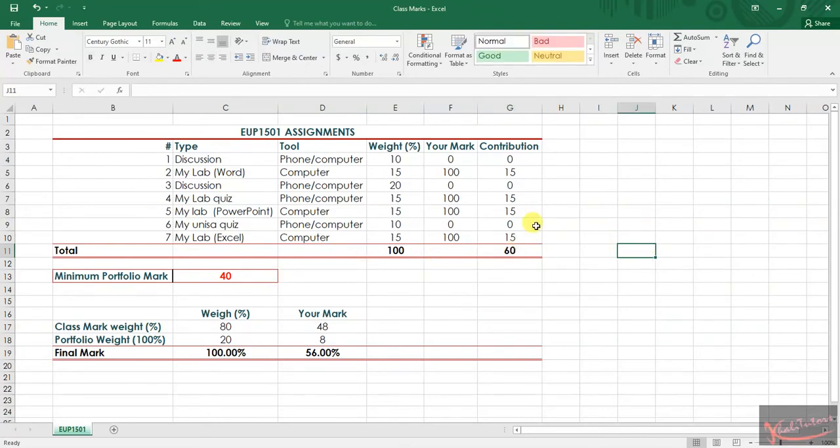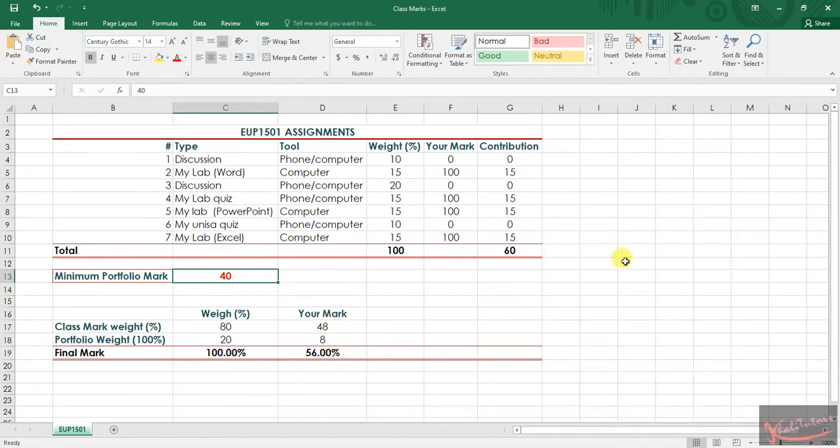If you've got 60%, that means you have 48 over 80. Remember, your class mark contributes 80% towards your final mark, and the portfolio contributes only 20% towards your final mark. So if you've got 48 over 80, that's really a good mark. And if you fail the portfolio by getting 40, you'll still pass the module. You see, you fail the portfolio. You did not write some of the assignments, but you still pass the module.